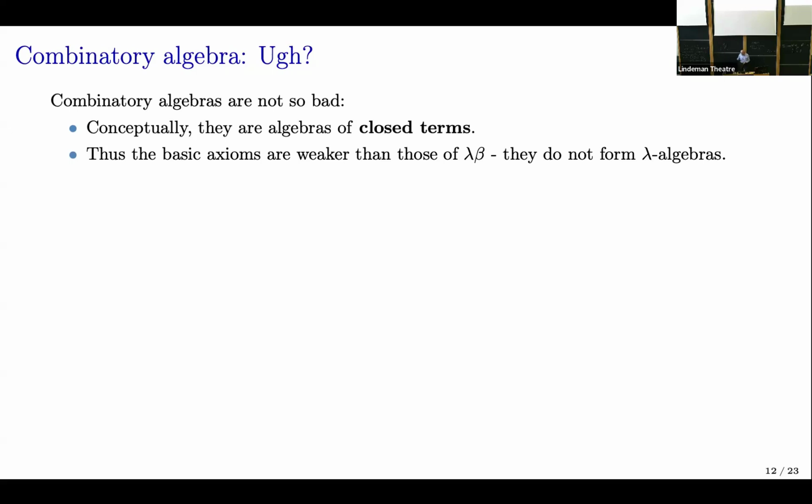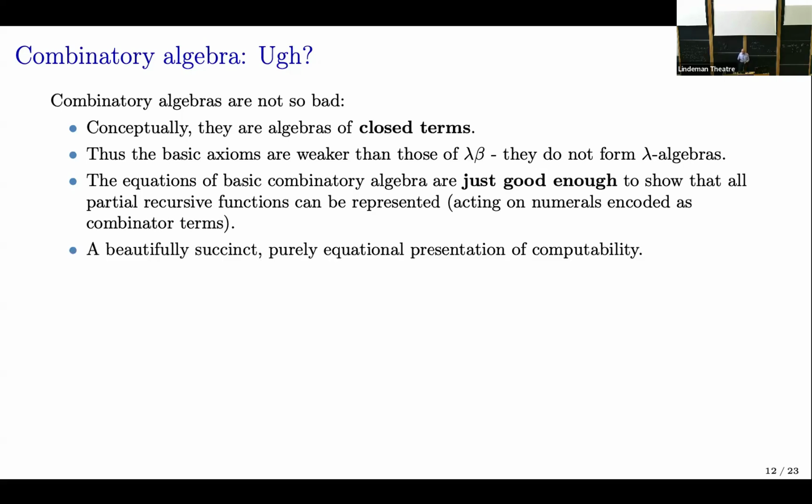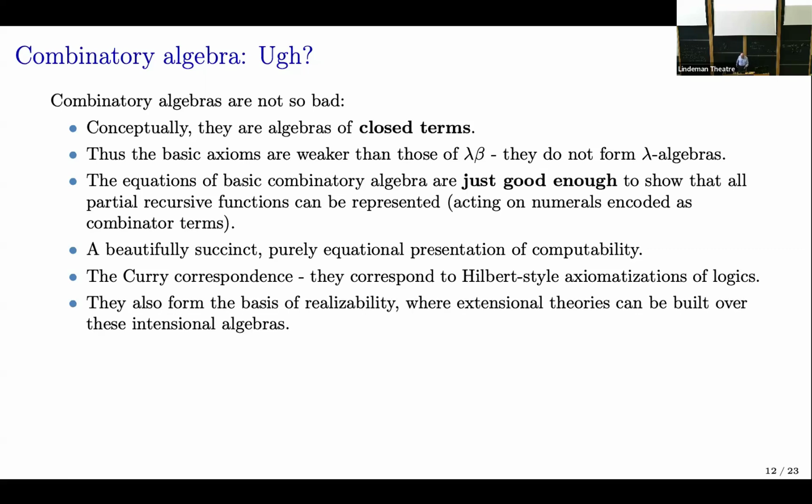So the basic axioms, which are the only ones I'm interested in here, are weaker than those of lambda beta. They don't form lambda algebras. On the other hand, there's this minor miracle that the equations of basic combinatory algebra are just good enough to show that all partial recursive functions can be represented, acting on numerals, of course, encoded as the combinator equivalent of Church numerals or whatever. So it is a succinct, purely equational presentation of computability, and quite beautiful in those terms. And there is a Curry correspondence. Incidentally, there's the Curry-Howard correspondence. Curry's part of it was for combinators, because Curry was Mr. Combinators. We'll recall that in a moment.